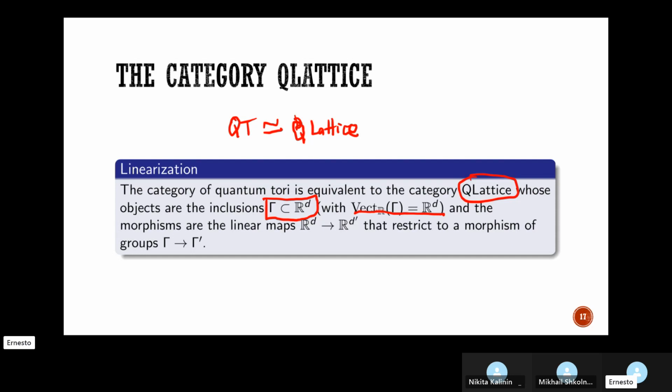are just linear maps, linear given by a matrix, linear maps from Euclidean spaces that restrict to group morphisms, abelian group morphisms from gamma to gamma prime. And this is an arrow. This is a morphism in Q lattice, an arrow in Q lattice.